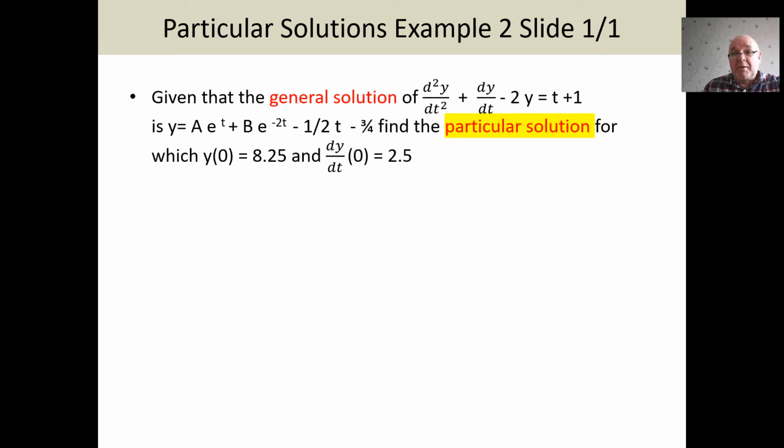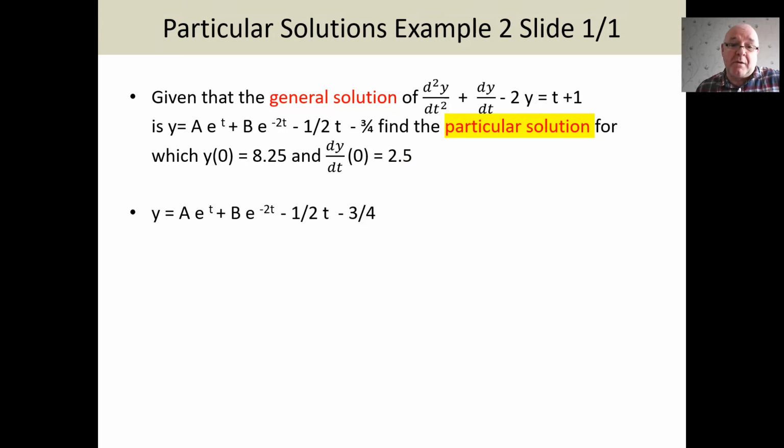So this one, y double dash plus y, now this one looks harder, but it's not. y double dash plus y dash minus 2y is t plus 1. The general solution is this beast here: y is a e to the t plus b e to the negative 2t minus a half t minus 3/4. So find the particular solution for which y0 is 8.25 and y dash is 2.5. Oh no, right? Turns out to be easy.